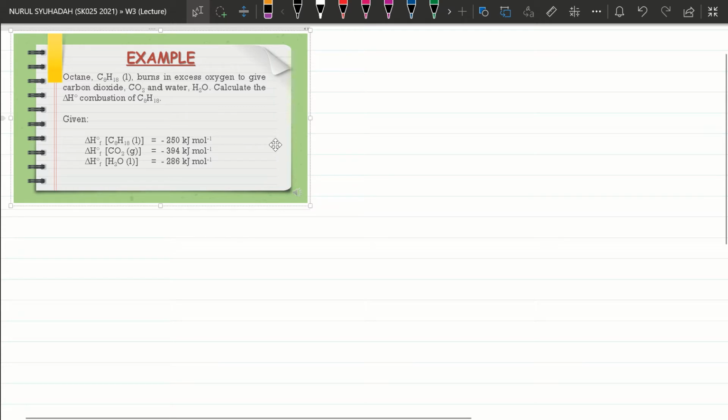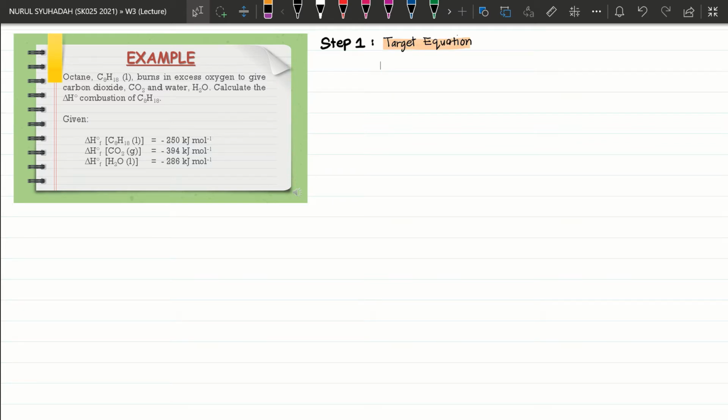It doesn't matter which method we use, method 1, 2 or 3, the first step of each method will always be the same. So what will be our first step? The first step will be the target equation. Whatever method we use, we must start with writing down the target equation.